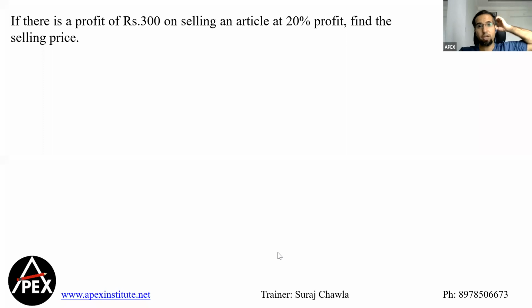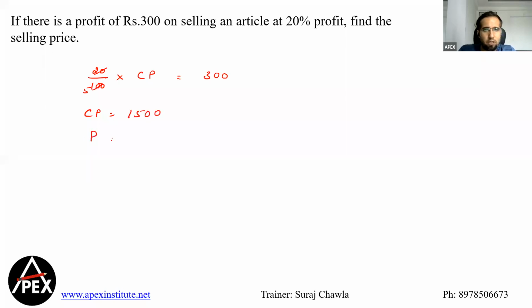If there's a profit of 300 rupees on selling an article at 20% profit. Now, this is where the understanding is more important. Profit is calculated on cost price. If 20% of profit is equal to 300, now there are two ways of looking at it, guys. Basic method. The basic method says my cost price will be how much? I cross multiply. My cost price is equal to 1500.